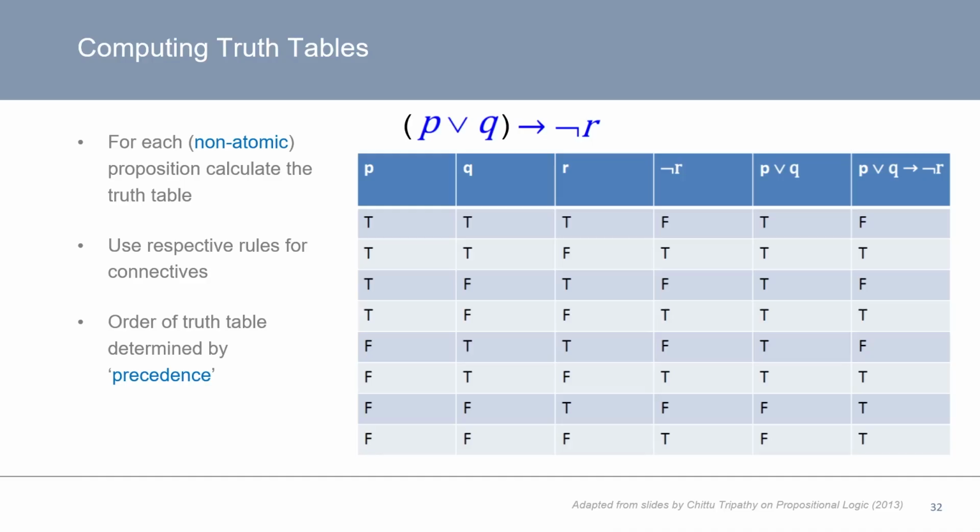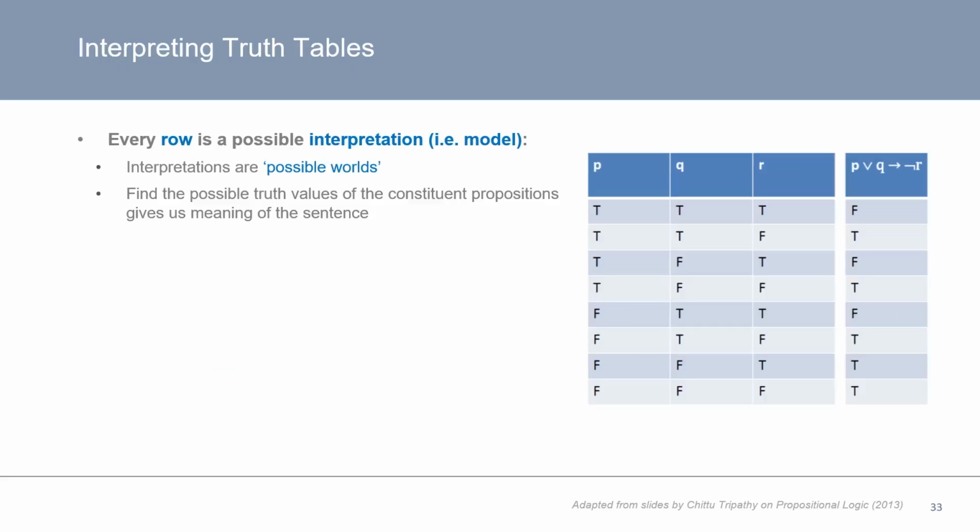We can fill in the truth values for the final proposition by relying on the truth table rules for the implication. Specifically, we'll only get false when the if part is true and the then part is false. We can see situations where this proposition is false here, here, and here, where P or Q is true and not R is false. Now let's talk about interpreting truth tables.